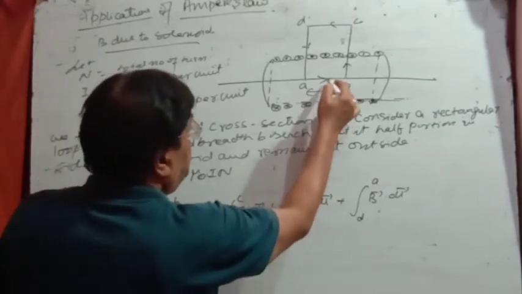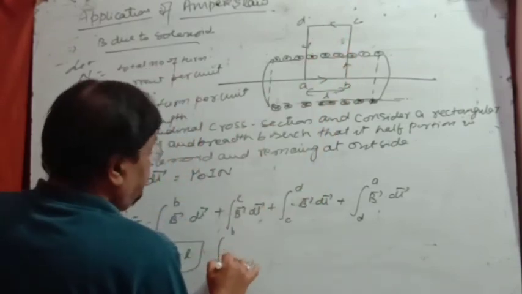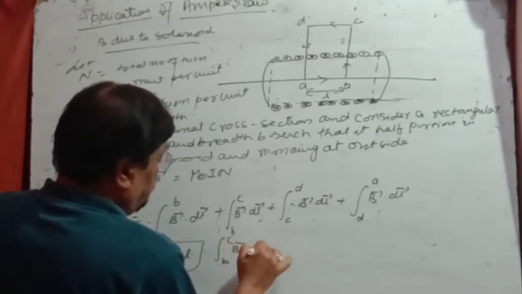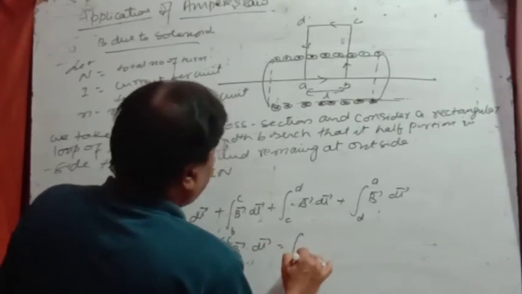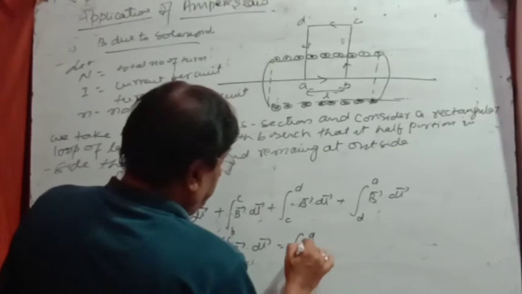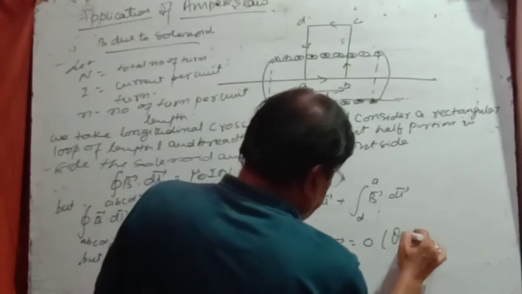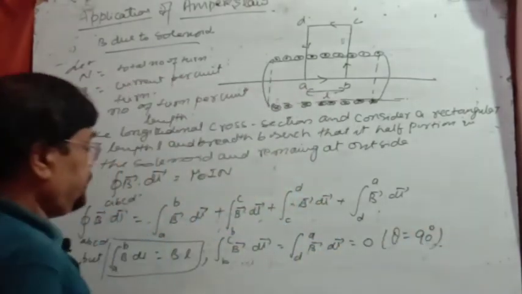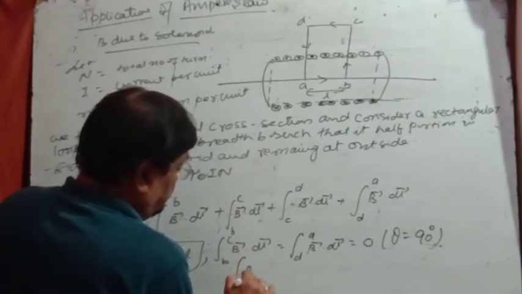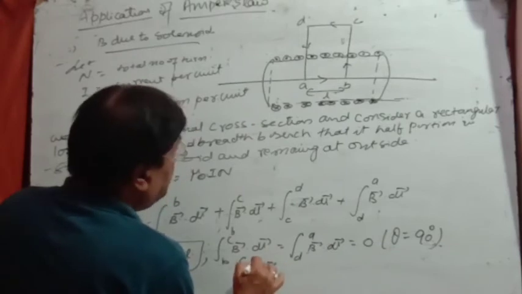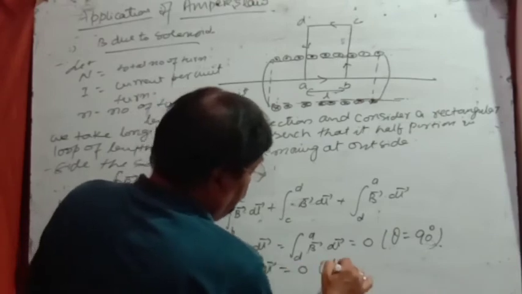Now it is outside, and these two are perpendicular. B to C, B dot dl is equal to C to D to A, which is equal to 0 because theta is 90 degrees there, and B dot dl for C to D is also 0 due to being outside.